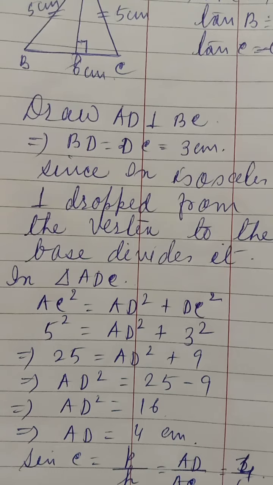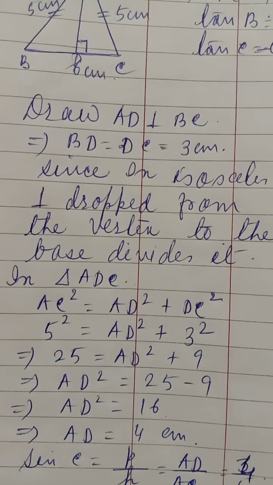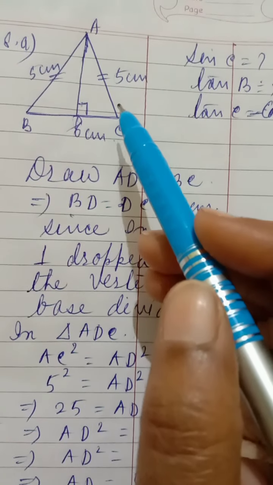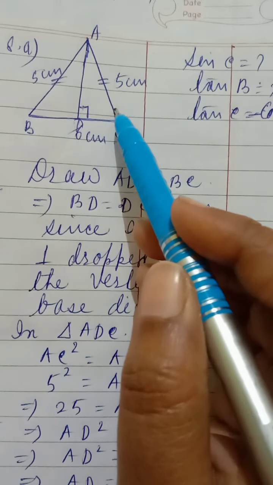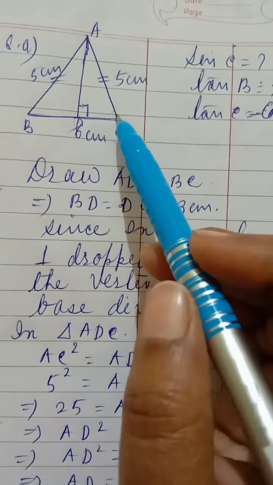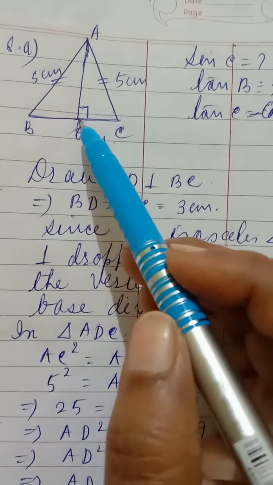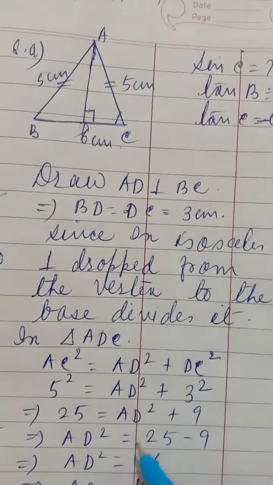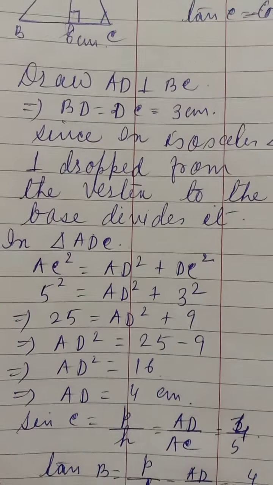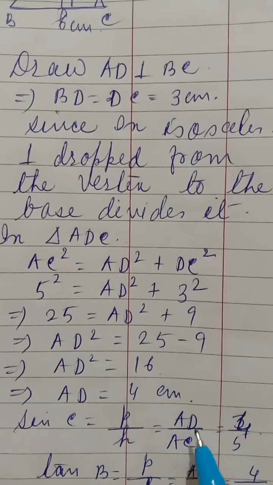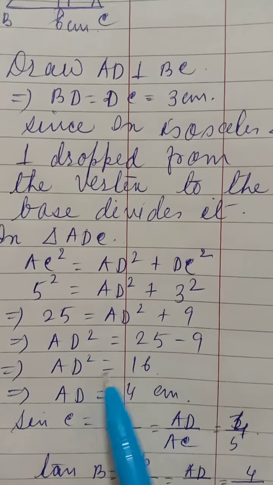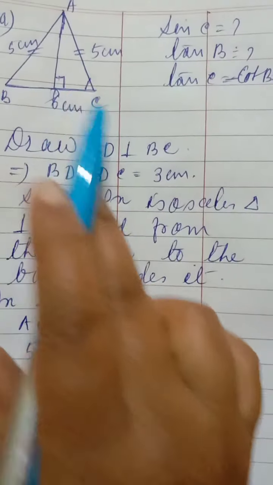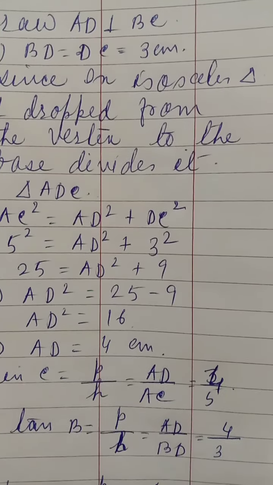Now the first part which you have to find, that is sin C, that is perpendicular by hypotenuse. So we have to see for the angle C, this is the angle C. What is the perpendicular here? Just opposite to this, that means AD, and hypotenuse is the longest side. So sin C is equal to perpendicular by hypotenuse, AD by AC. AD is 4, we got here, and AC is 5, it is given in the question only. So sin C's value we got 4 by 5.